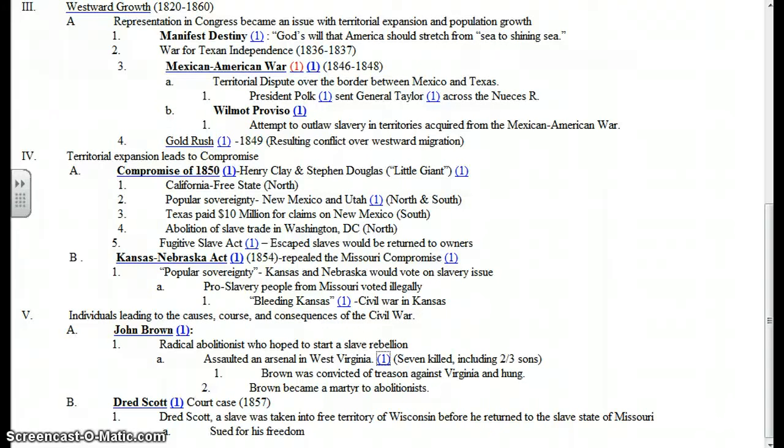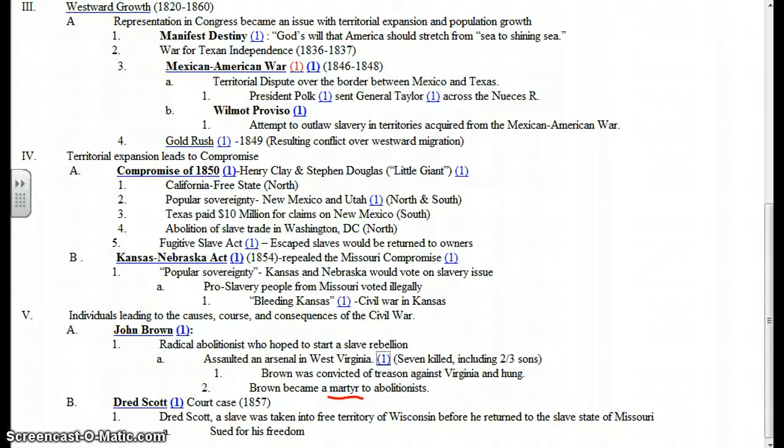Brown was captured by Robert E. Lee, who was leading a United States Army group, and they brought him back to Washington, D.C. He was convicted of treason against Virginia, and he was hung. The thing that you need to know about John Brown is he became a martyr.